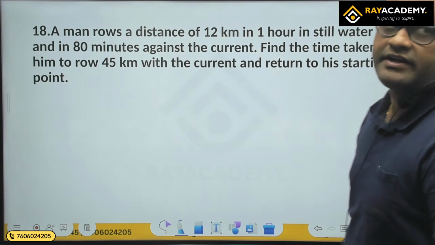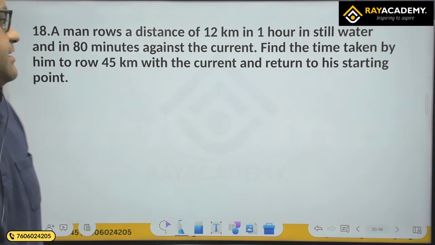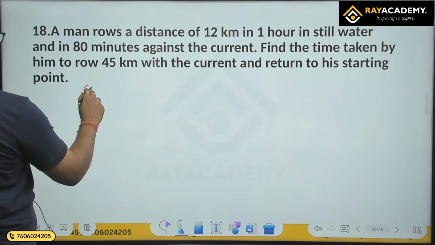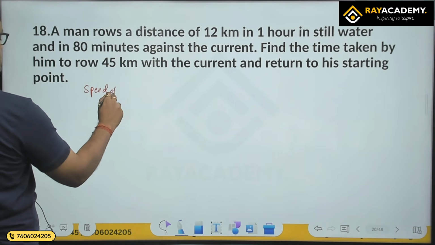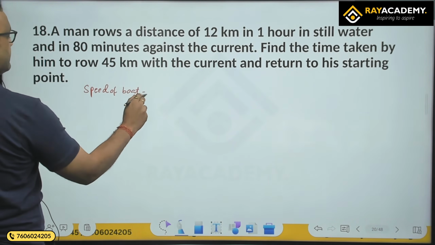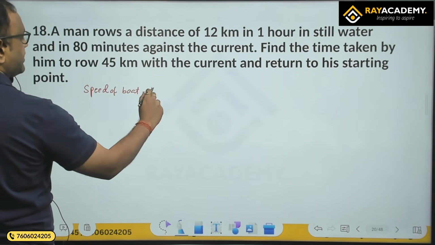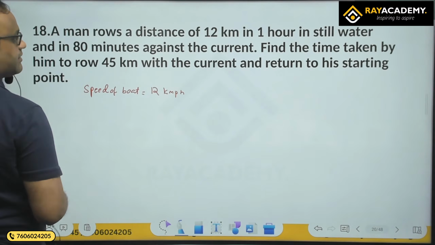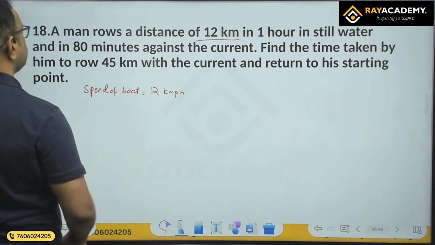So in boat and stream questions, what is important? You need to find out first the speed of boat. Speed of boat in still water. That means speed of boat in still water, that is 12 kilometer in 1 hour. So you can say 12 kilometer per hour. This is the speed of boat they have given.